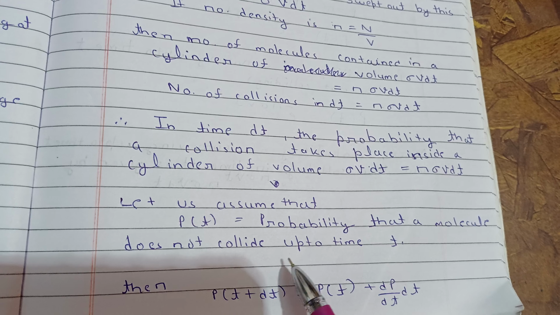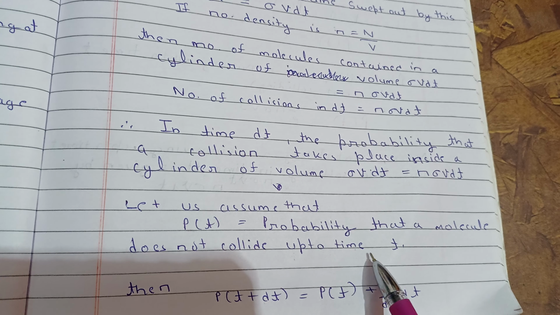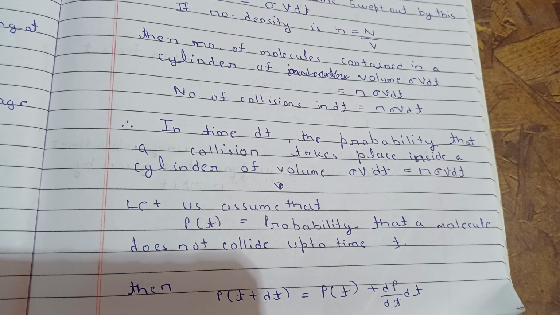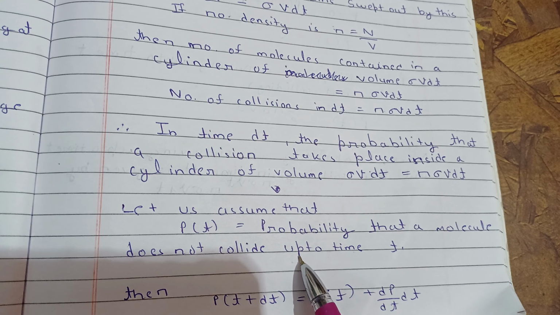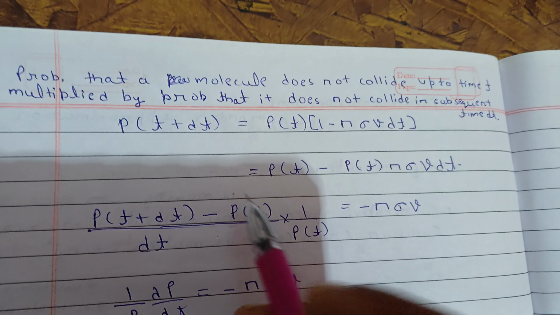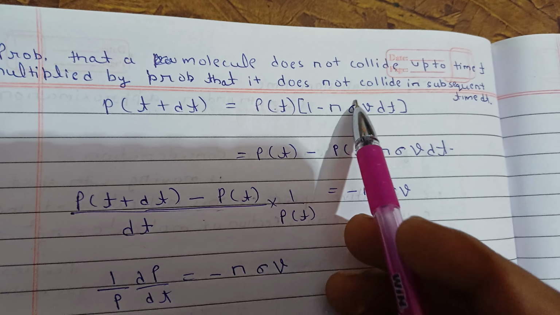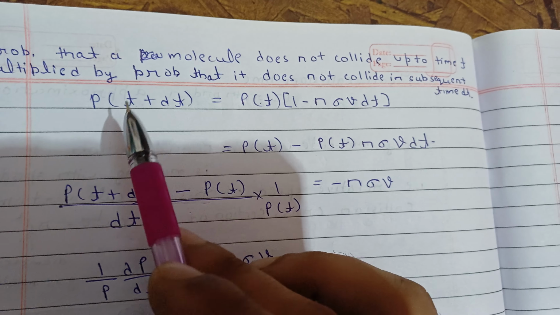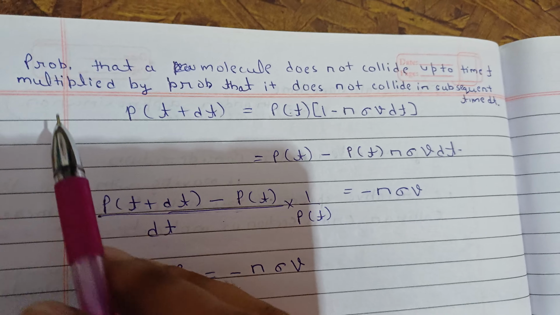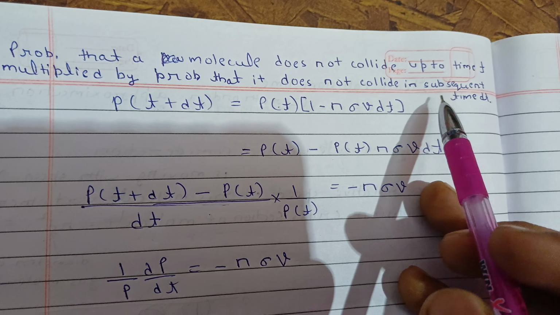So the particle not colliding up to t and not colliding in the following dt: these are two independent events. We know from the independent events theorem that P(t plus dt) will be just the product of P(t) and the probability for dt time. So P(t plus dt) is nothing but the probability of not colliding at t and not colliding in dt time, simply the product of these two. That is the probability of independent events; you must know about that. So it is the probability that a molecule does not collide up to time t, multiplied by the probability that it does not collide in the subsequent time dt also.